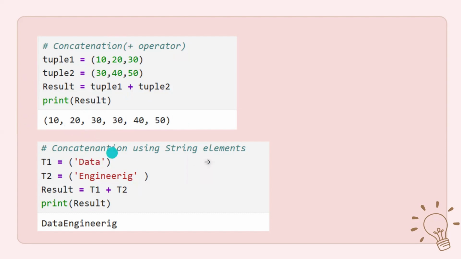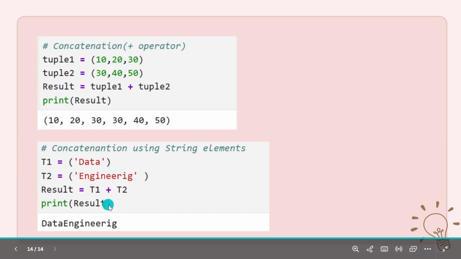So next one, using string elements. Here is concatenation using string elements, right? T1 contains data and T2 engineering. The result concatenates the two strings of T1 and T2, and we print the result. So, data engineering. This is the output of this program.